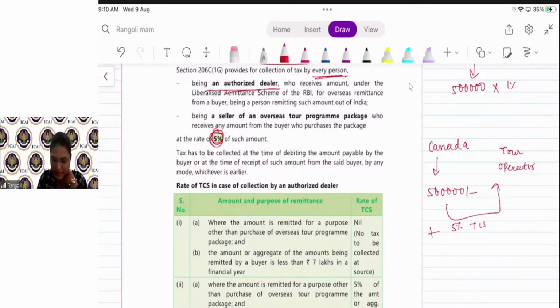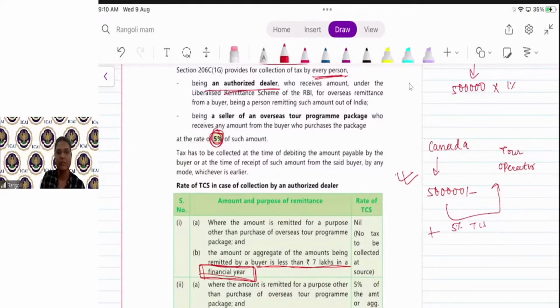But in that case, the threshold is given. For tour package, no threshold is given. So if you are purchasing a tour package of 1 lakh rupees, then also the tour operator will collect TCS at the rate of 5%. But other than tour package, if the remittance outside India is less than 7 lakh in a financial year, then the rate of TCS is 0 and no tax is required to be collected.